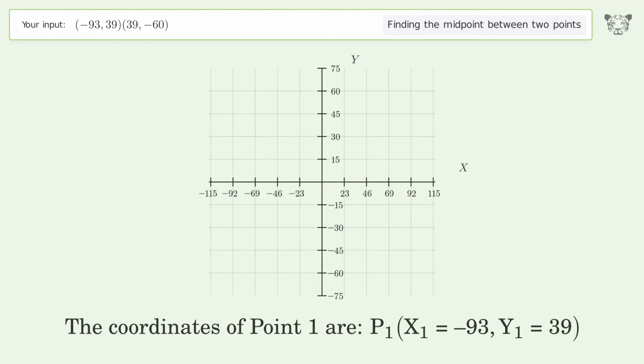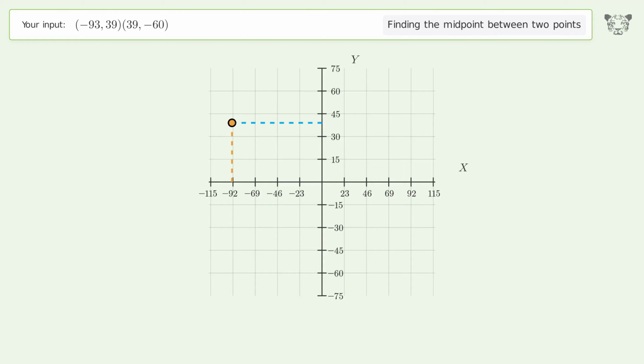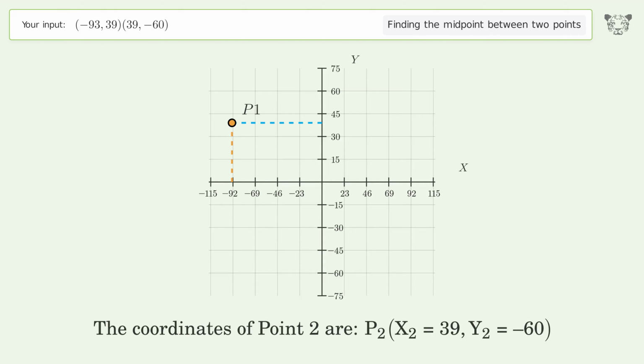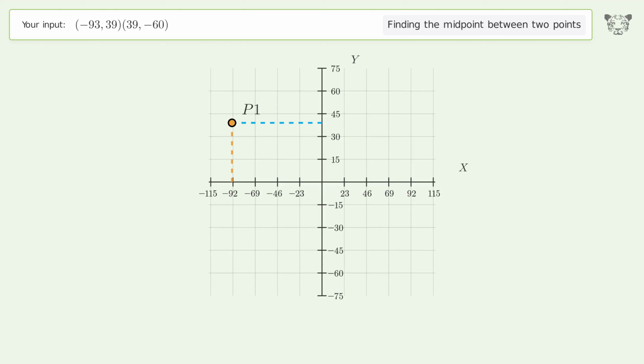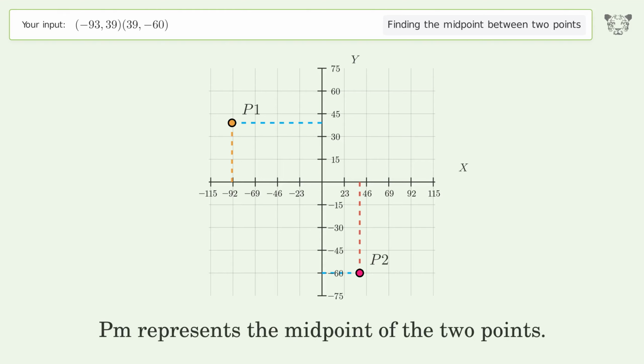The coordinates of point 1 are, x1 equals -93, y1 equals 39. The coordinates of point 2 are, x2 equals 39, y2 equals -60. PM represents the midpoint of the 2 points.